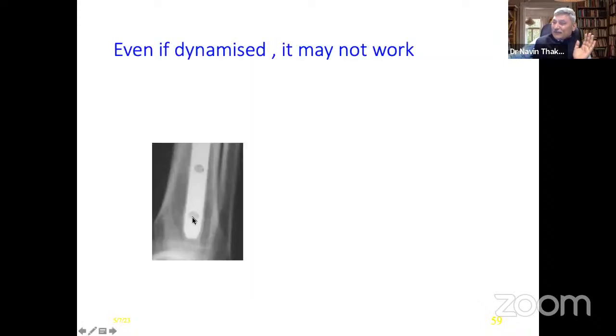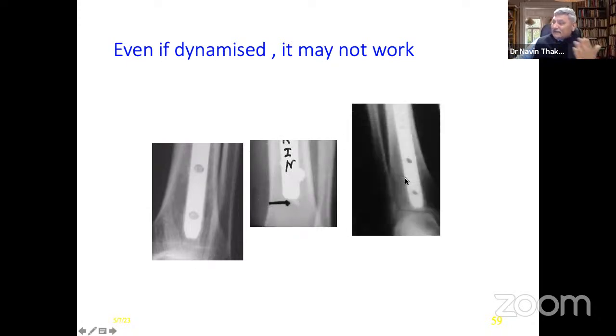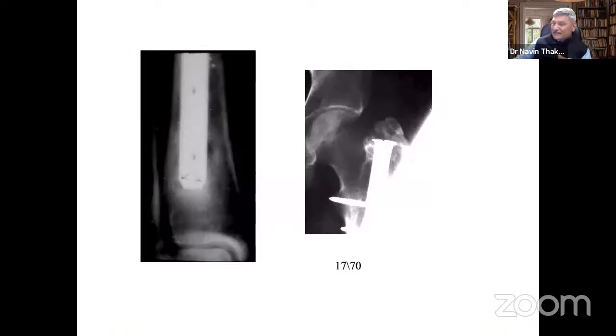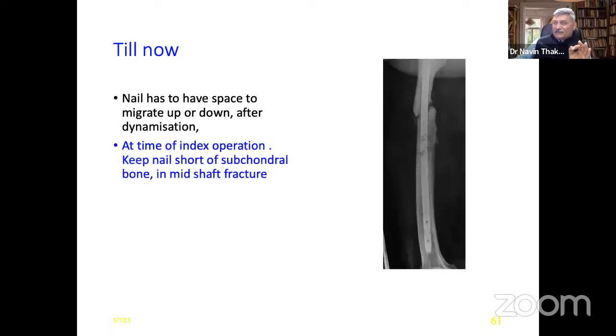Another thing is the bone plug here. Even if dynamized, it will not work. And the bone plug here, you can see here. When you are doing intramedullary nailing, you may get the bone plug inside it and then it will not heal. Or you have a callus here, extra bone. Then also dynamization will not work. The nail has to have a space to migrate up or down after dynamization.